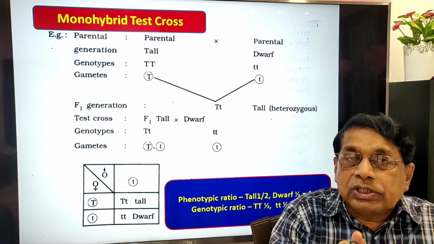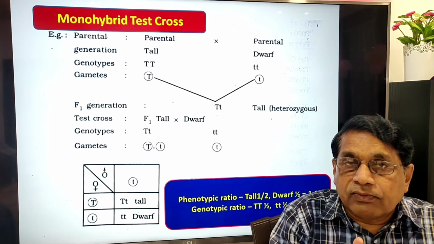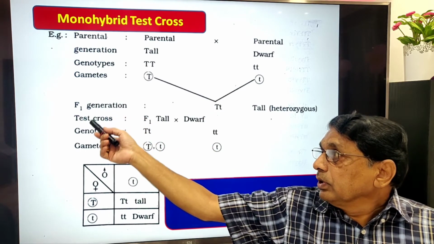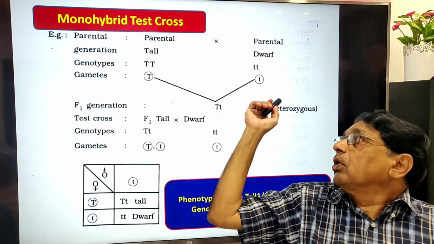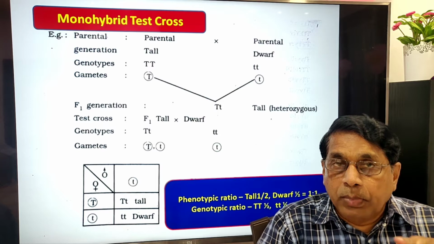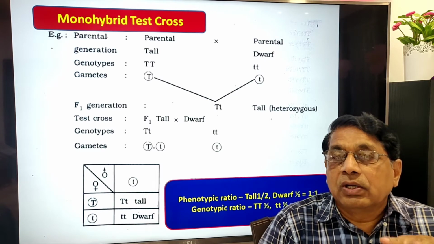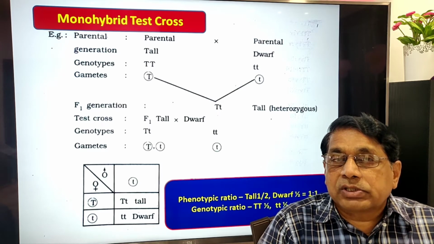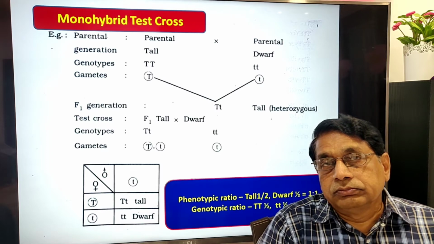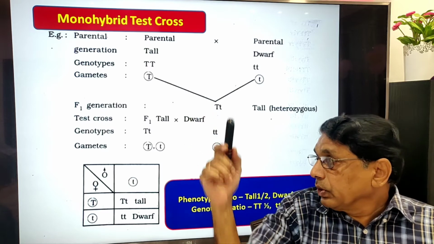In the F1 generation, they come together, stand side by side, stay together for some time, capital T, small t. The phenotype is tall. For external appearance, the plant is tall, but from the genotype point of view, it is heterozygous. One factor determines tall, another small t. So both are tall, but this is homozygous, this is heterozygous.